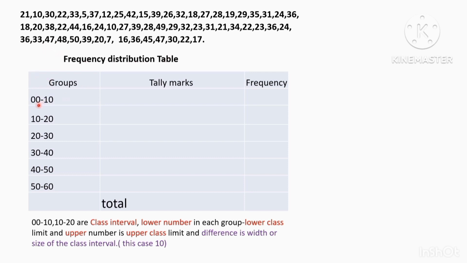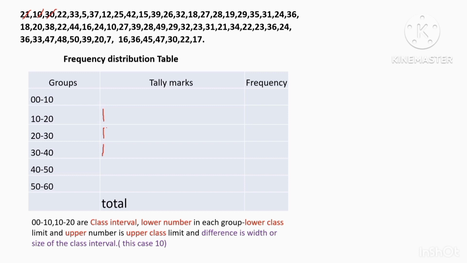So we form groups of 0 to 10, 10 to 20, 20 to 30 like that. These are called the class intervals. Lower numbers are called lower class limits, and upper numbers are called upper class limits. The difference between these two is called the width, and in this case it is 10. So we take 21, which falls between 20 and 30, so we write it here and cancel it. 10 comes in two groups, so we take it in the lower group and not the higher one.